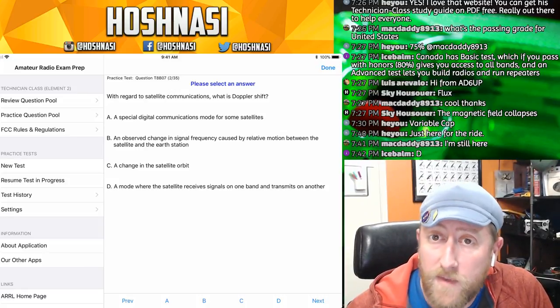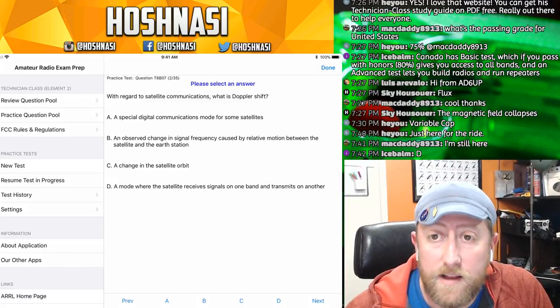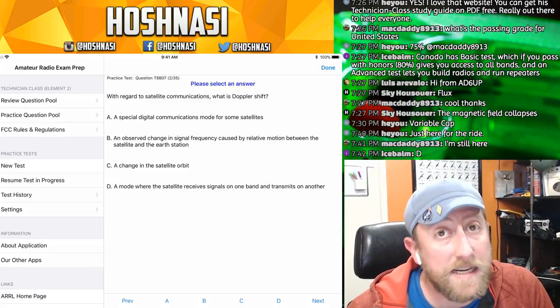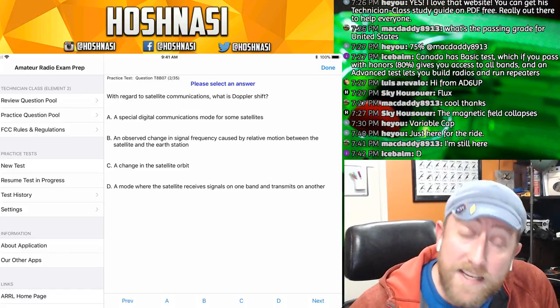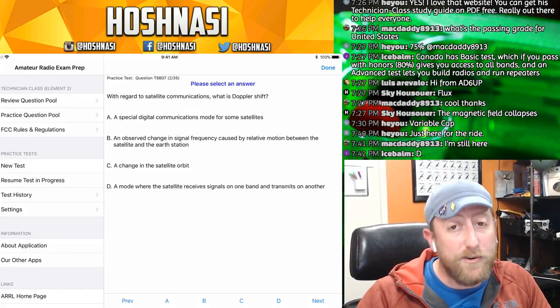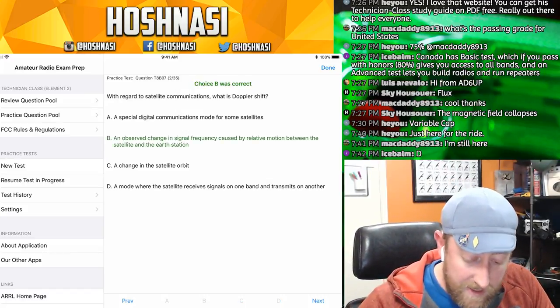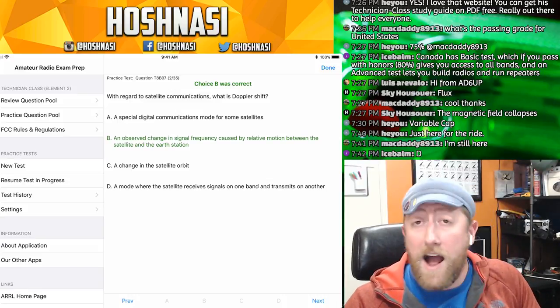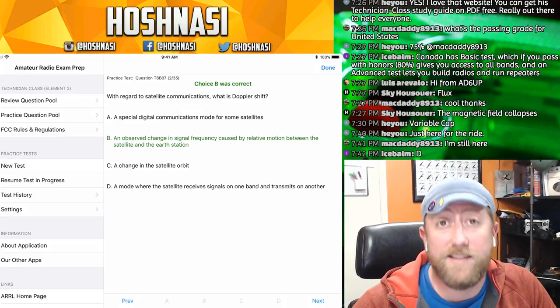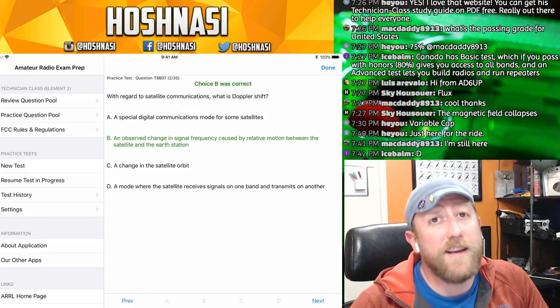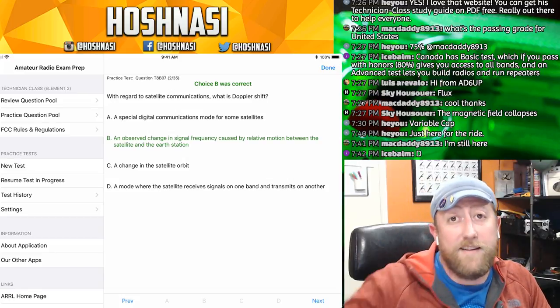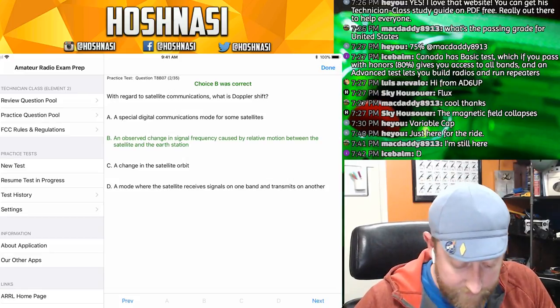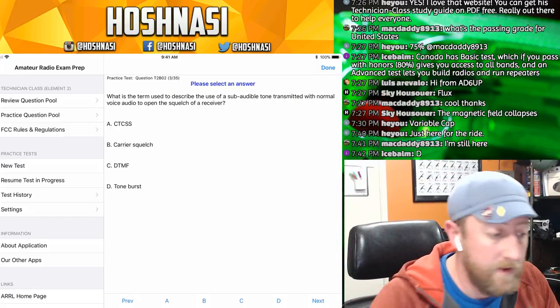That sounds really good. A change in the satellite orbit? No. A mode where satellite receives signals on one band and transmits on another. While D is a thing satellites do, that is not the case. It is B. I think that I have a pretty good argument against the flat Earth just using the characteristics of the round satellite orbit and Doppler shift, which you have to account for.